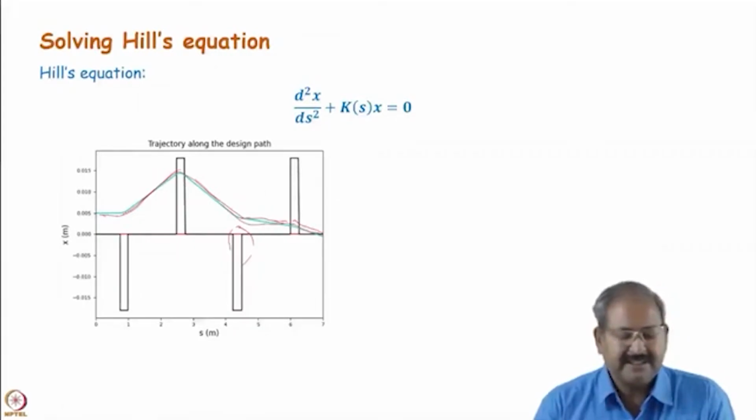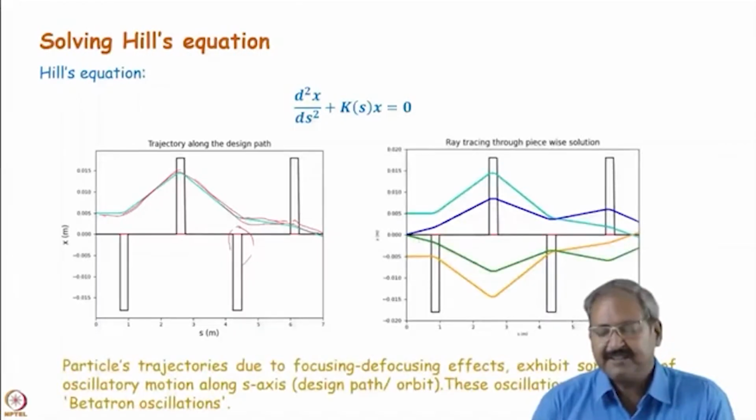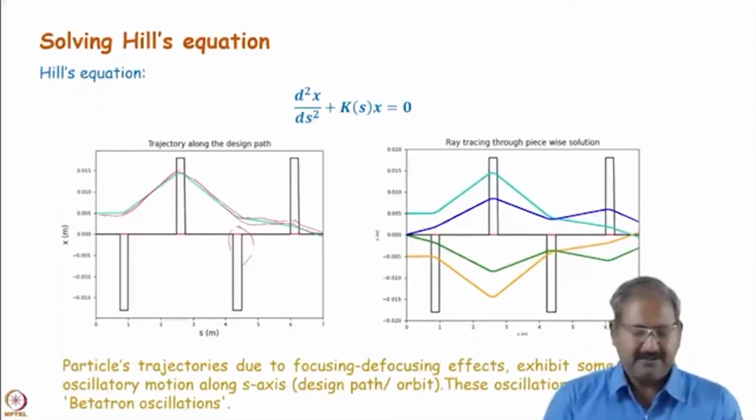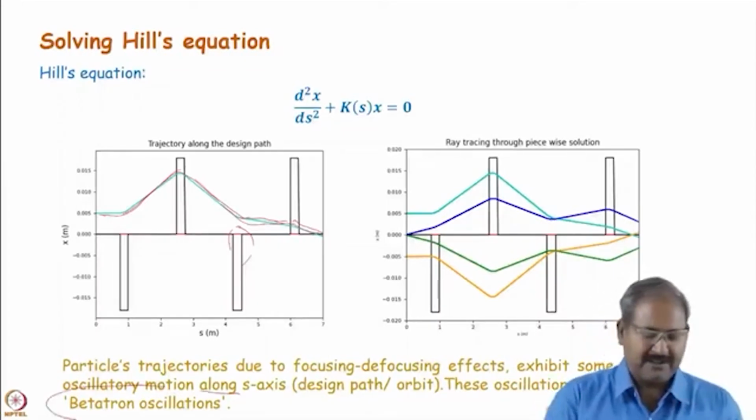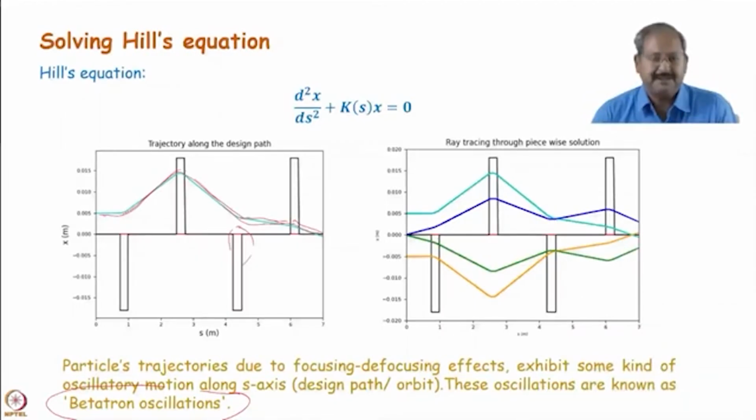Means this trajectory shows some kind of oscillatory behavior, and you can see in each trajectory of that movie that some kind of oscillatory nature is there. Means this focusing and defocusing effect actually produces some oscillation in the trajectories. These oscillations are known as betatron oscillations, and transverse beam dynamics is actually the study of betatron oscillations.